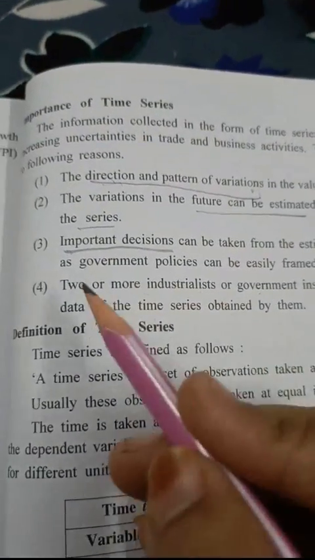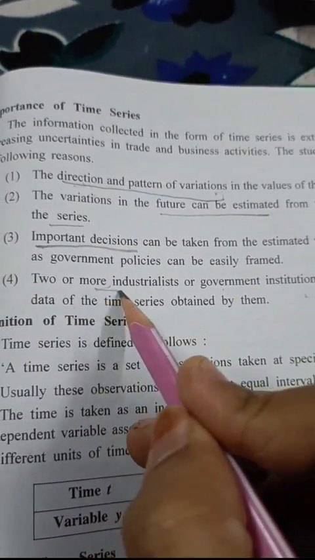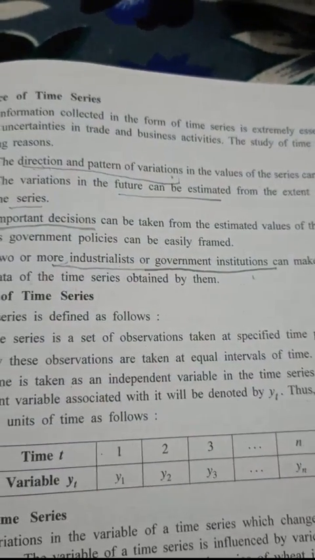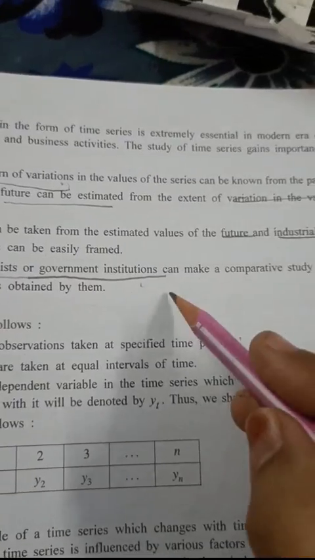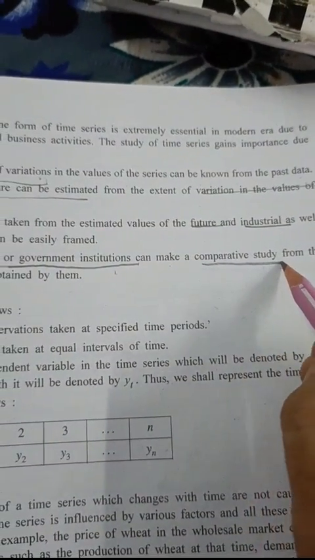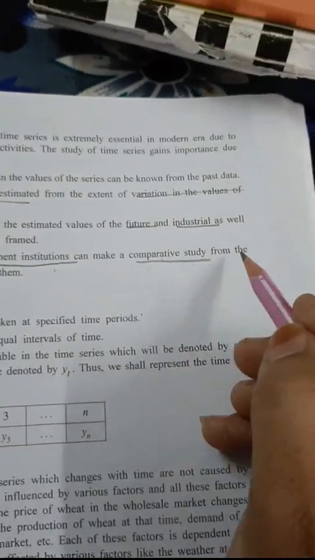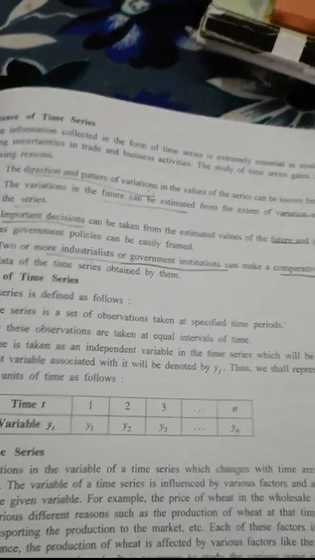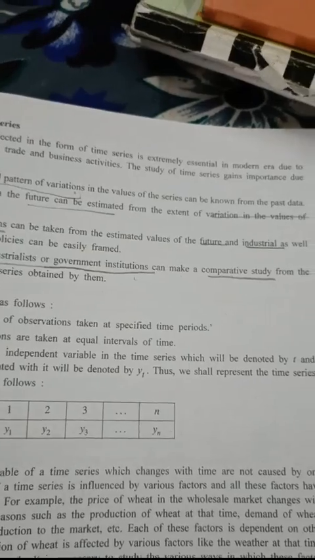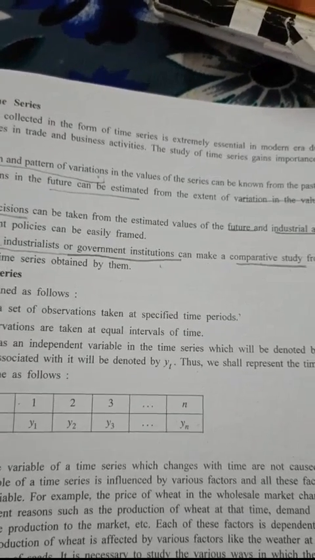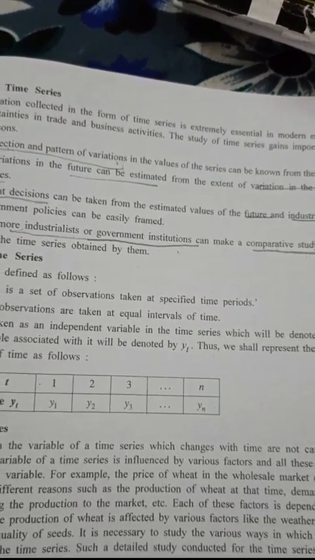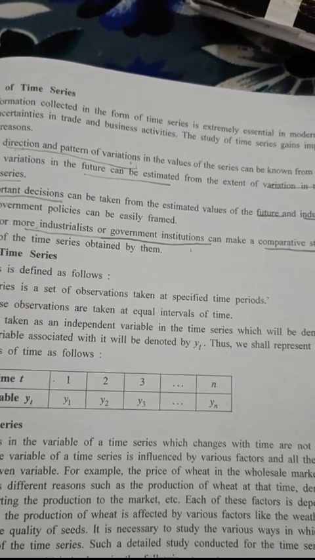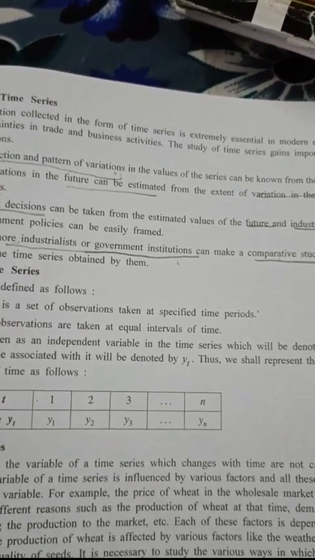by them. Two or more industrialists or government institutions, any authorized company, any multinational company, can do a comparative study. Comparative means comparison can be done from the past data. Two companies' profits can be compared, or a company can compare its profit with last year's profit. What was the profit last year, what is the profit this year? So comparison can be done related to profit, loss, population, everything.